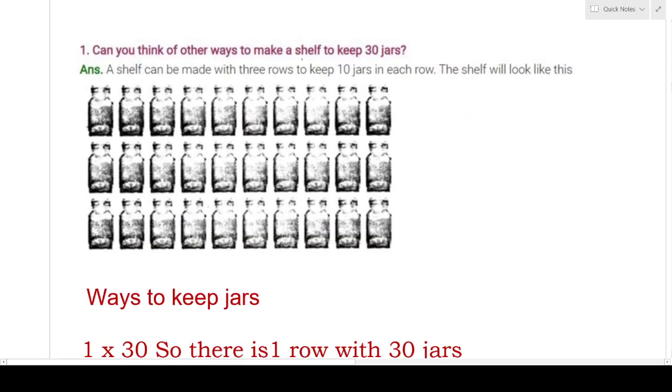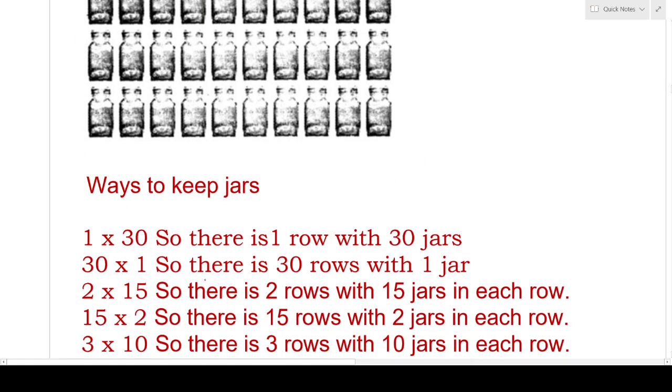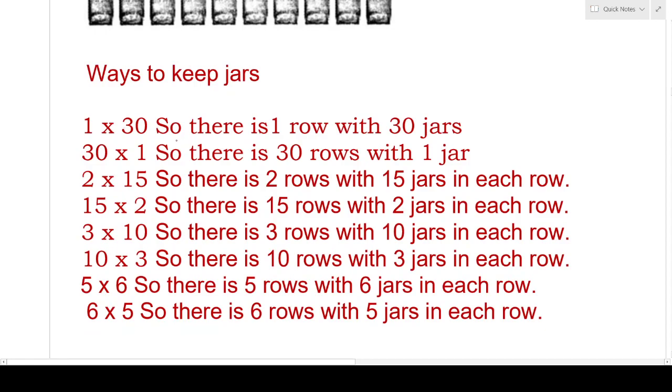Can you think of other ways to make a shelf to keep 30 jars? Here children, I have written the answer. 1 times 30 equals 30, so there is one row with 30 jars. 30 times 1 equals 30, so there are 30 rows with 1 jar. Next number you will take 2. 2 times 15, so there are 2 rows with 15 jars in each row. Next 15 times 2, so there are 15 rows with 2 jars in each row.